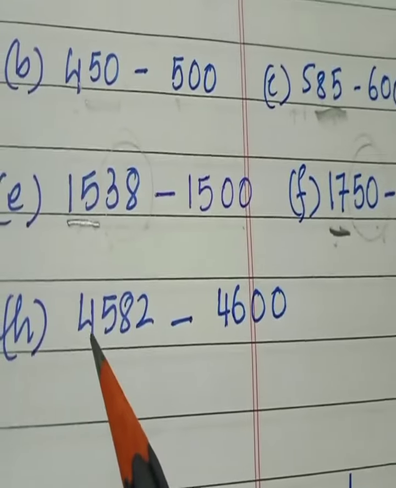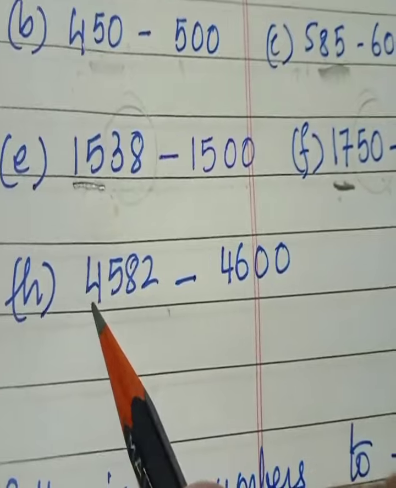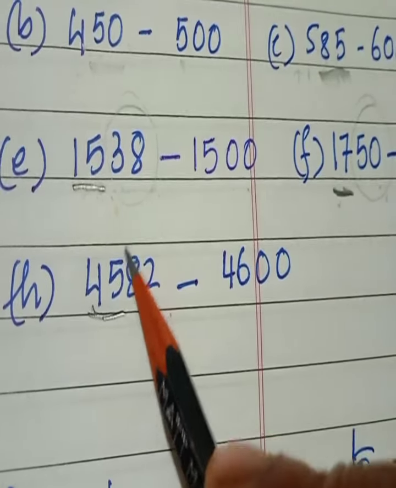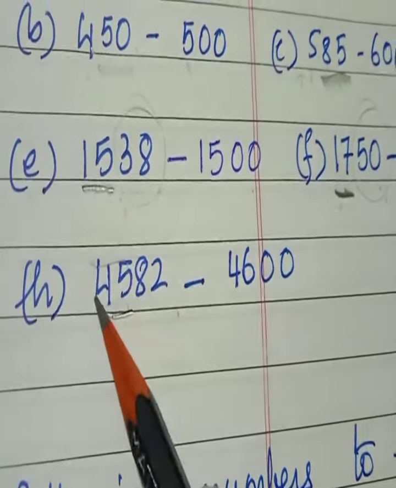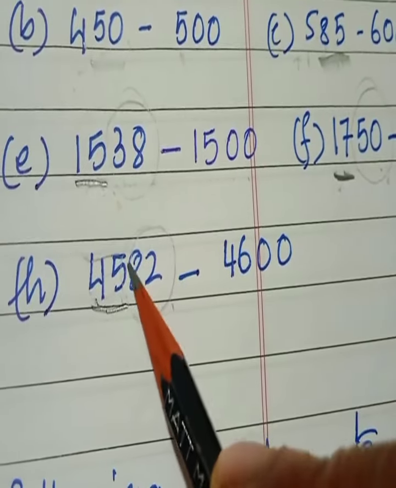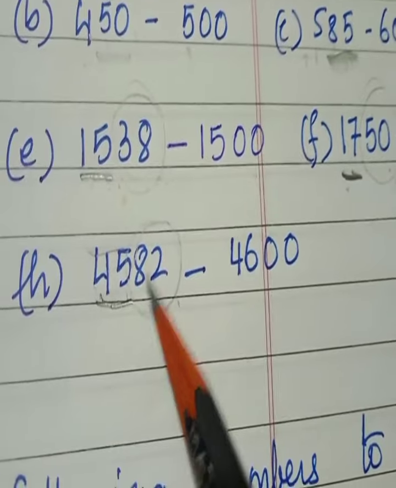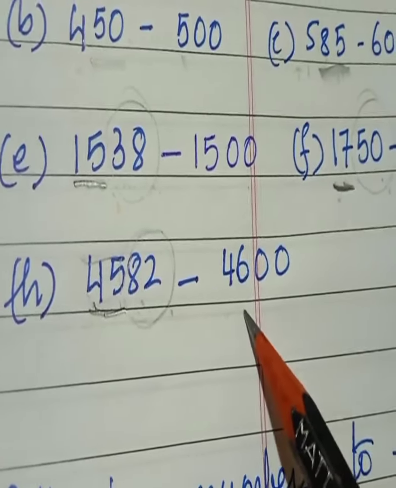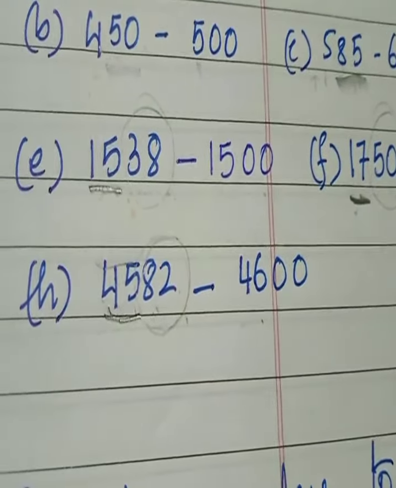Number H, which is 4582. Again 4 digits, but we have to only decide the hundreds place. So we will consider both of these. Beyond the hundreds place, whatever is there, we will consider it as hundreds place only. So 4500, and who will decide this part? If it is 50 or more than 50, but it is more than 50. Since it is 82, 1 will be added to 45, making it 4600, and the tens and the ones place will become 0 and 0.